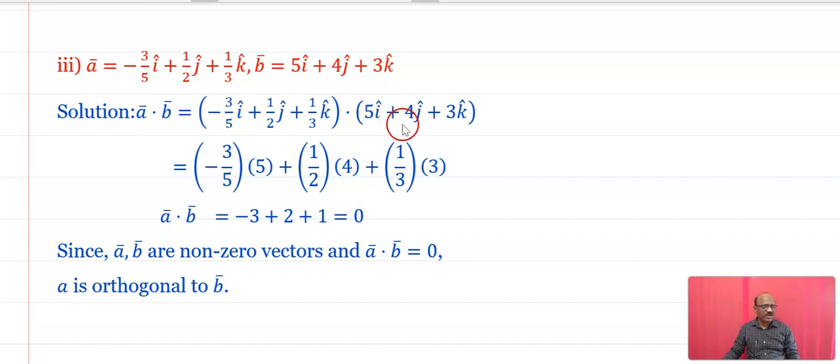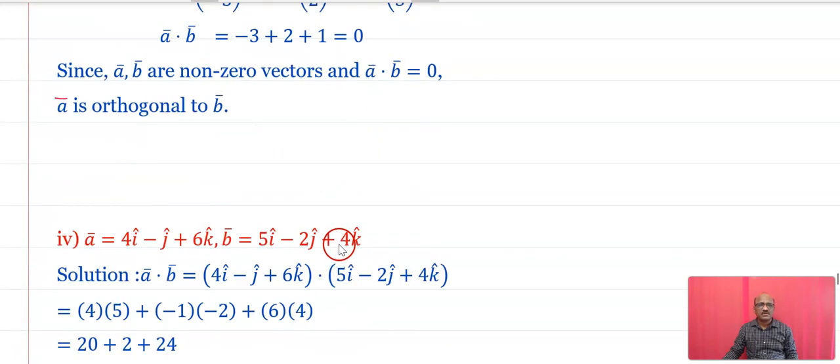In bracket 5 i cap plus 4 j cap plus 3 k cap, and their dot product: minus 3 by 5 into 5 plus 1 upon 2 into 4 plus 1 by 3 into 3. What about their dot product? That 5 gets cancelled, you will get minus 3. And 1 upon 2 into 4, you will get 2. 1 by 3 into 3, you will get 1. That is 2 plus 1, 3 plus 3 minus 3, that becomes 0. Therefore, a bar dot b bar is equal to 0. A bar is orthogonal to b bar.